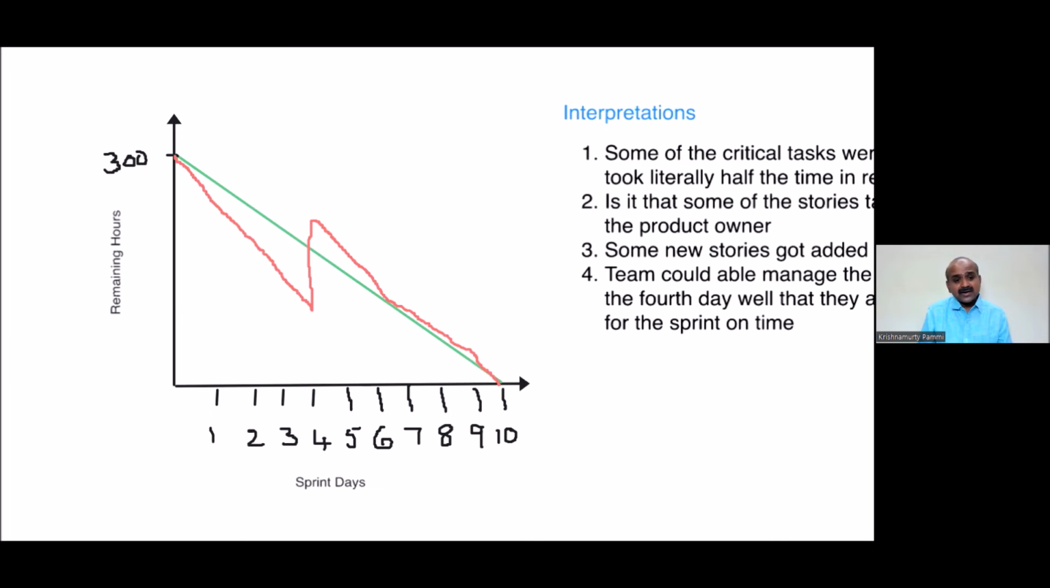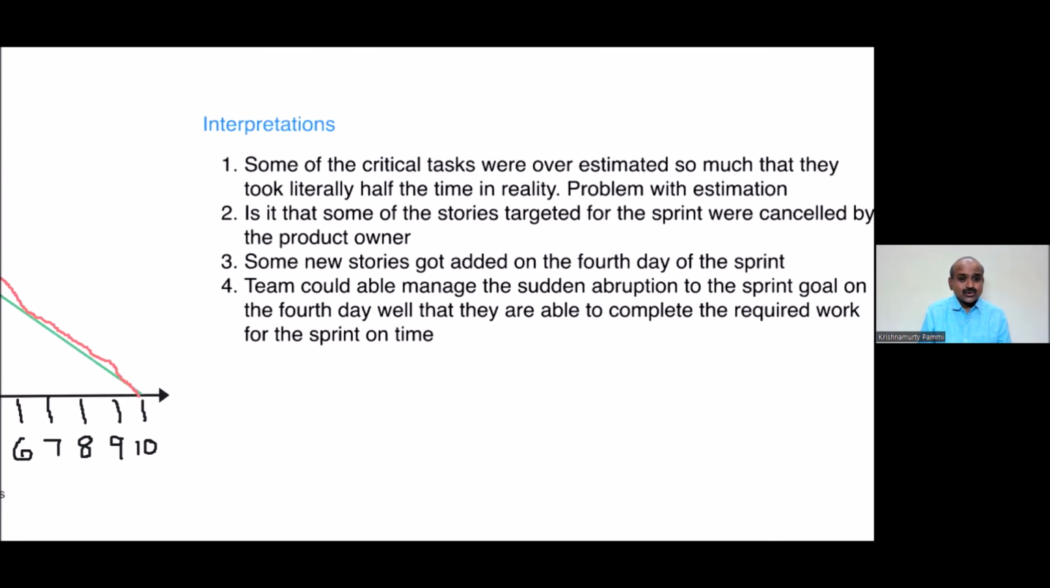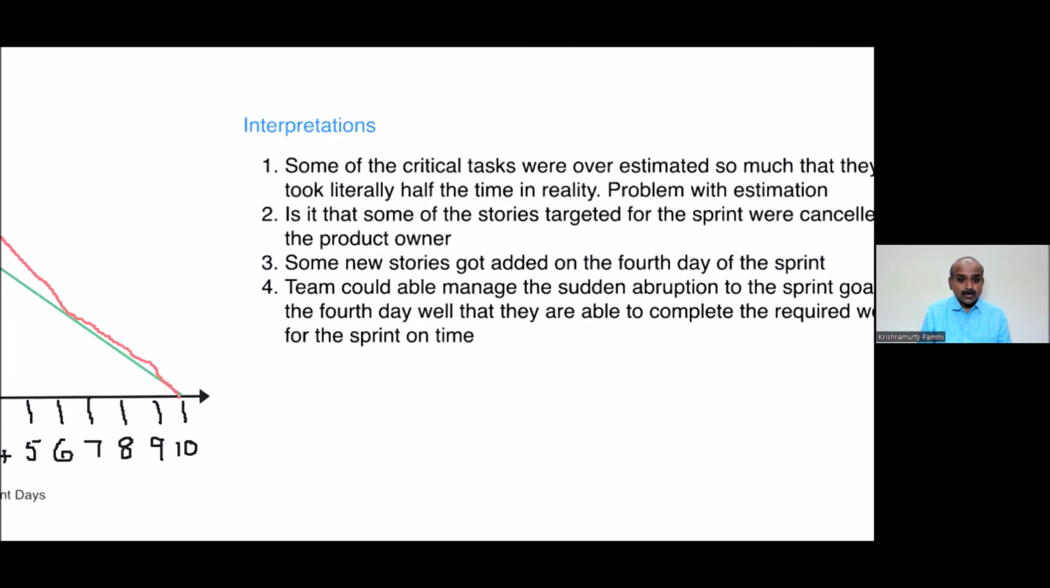ideally, as per the agile format, the product owner should freeze stories on the sprint beginning day. So what is this new game? He takes away 3 stories and adds 3 stories during the sprint. It is against the format and principle, the working rhythm of agile. It's not accepted. So we have to give some feedback to the product owner: you can't delete stories, you can't add stories during the sprint, right? So there are multiple interpretations. Some of the critical tasks were overestimated so much that they took literally half the time in reality. A problem with estimation.